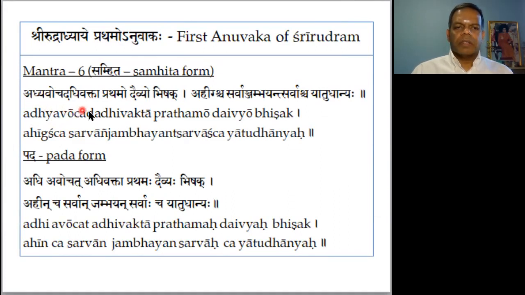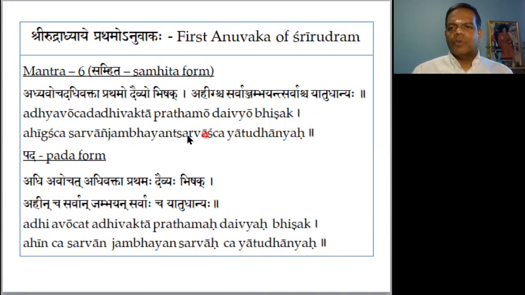Adhya vochadadhi vakta prathamo daivyo bhishak ahigscha sarvan champayant sarvascha yatu dhanyah adhyavochadadhi vakta prathamo daivyo bhishak ahigscha sarvani jambhayant sarvascha yatu dhanyah adhyavochadadhi vakta prathamo daivyo bhishak ahigscha sarvani jambayant sarvascha yatu dhanyah.